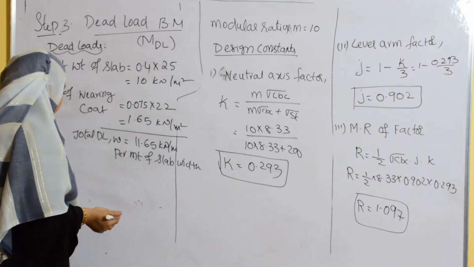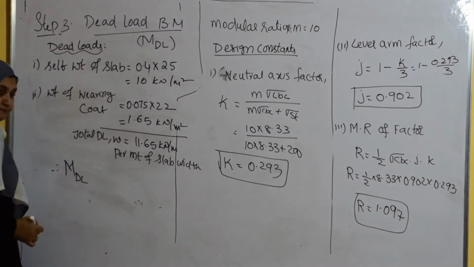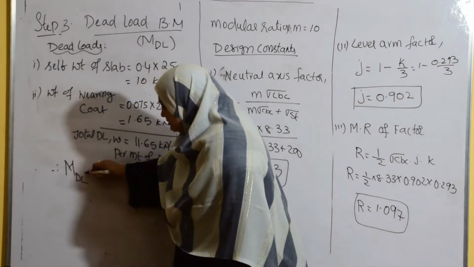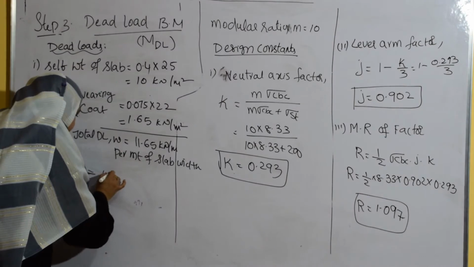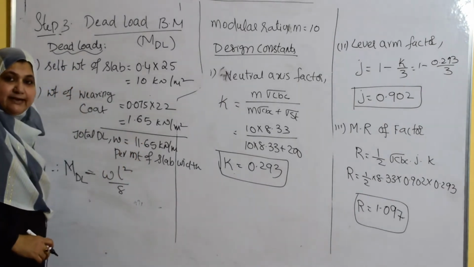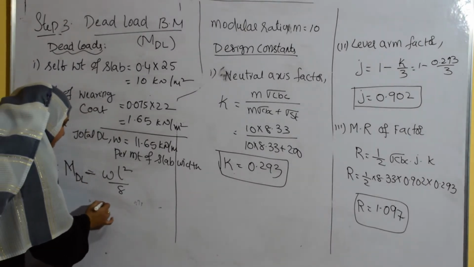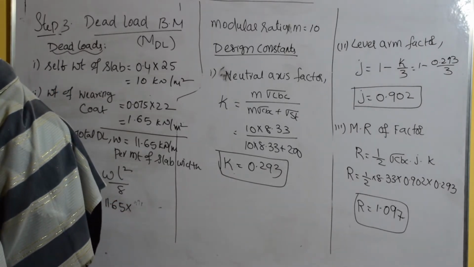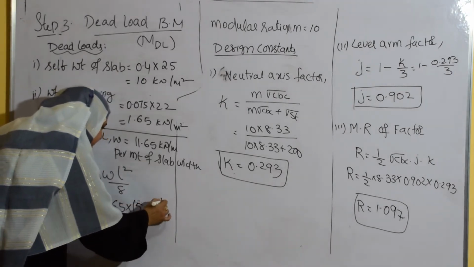So you know the formula for dead load bending moment. Dead load bending moment is equal to W L square by 8, where W is the load you have just calculated and L is the effective span. Simply put down the values: 11.65, and the effective span we calculated earlier was 5.86, squared, divided by 8.